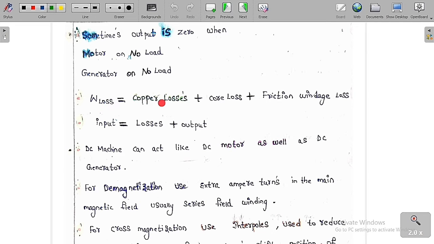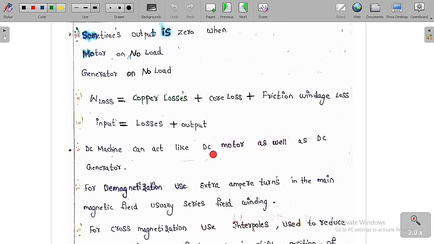Power loss is equal to copper power loss. See, copper loss plus core loss plus friction windage loss is called as the total losses. So in the DC machines, these are the losses which are going to be present in the DC machine. Copper loss plus core loss plus friction windage loss is also called as the mechanical losses. So input is always equal to output plus losses. The losses in the DC machine are basically copper loss plus core loss plus friction windage losses. So total input power is equal to output power plus losses.